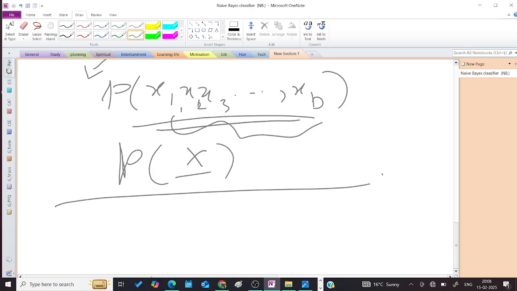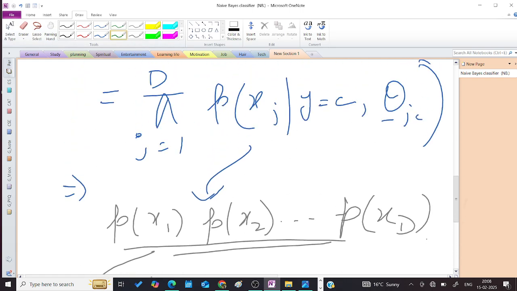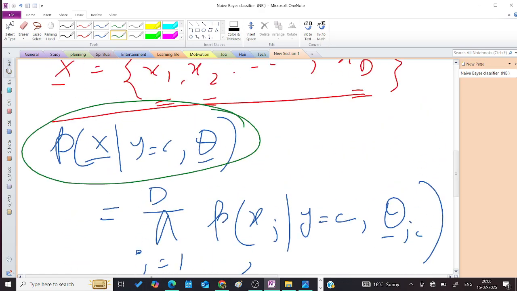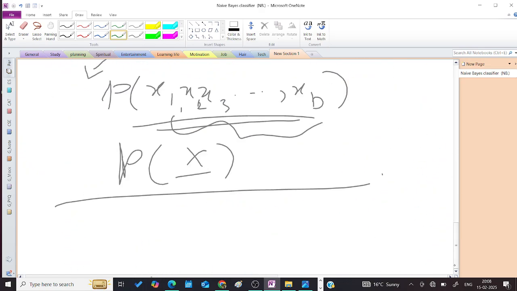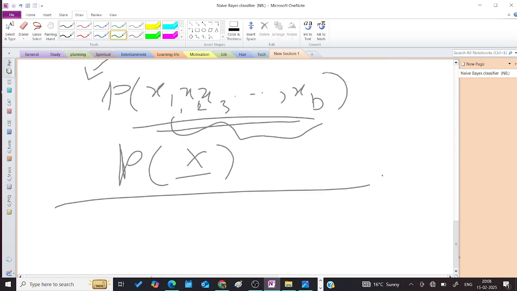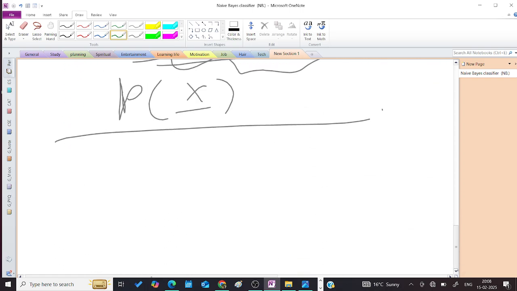Okay, so the resulting model in the naive Bayes classifier is this. Okay, and there is one advantage of using this naive Bayes classifier: it is immune to overfitting.